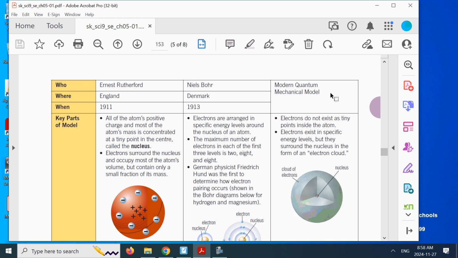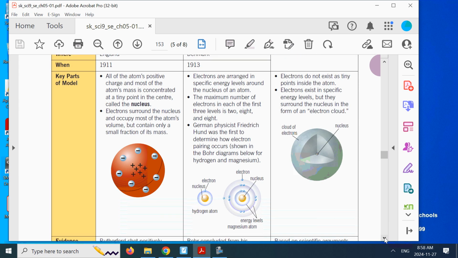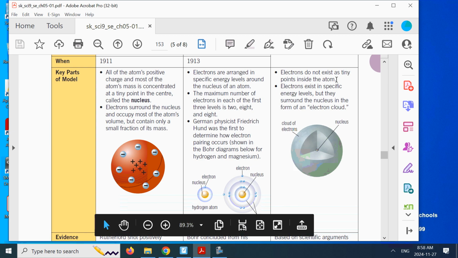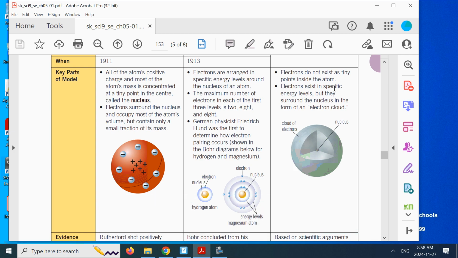The modern quantum mechanical model is a mathematical model. It's not as visual as most people would like. Electrons do not exist as tiny points. That's why it's not so visual. Electrons exist in specific energy levels, but they surround the nucleus in an electron cloud kind of idea, if you wish. This is where this idea comes from.